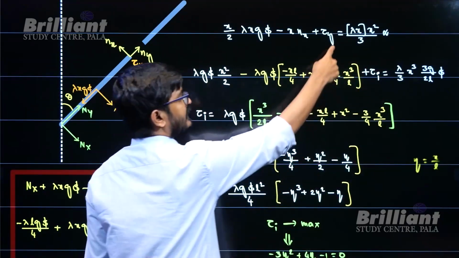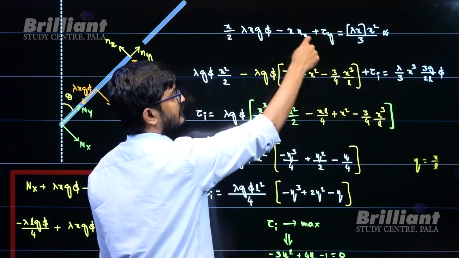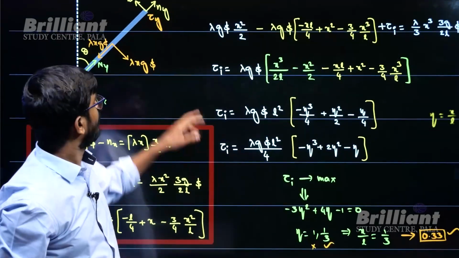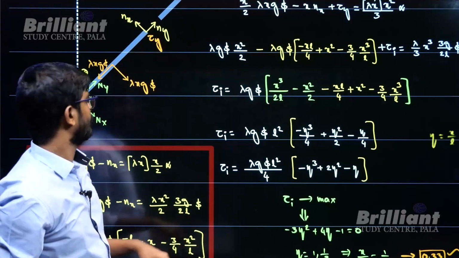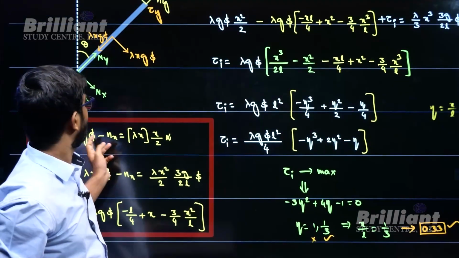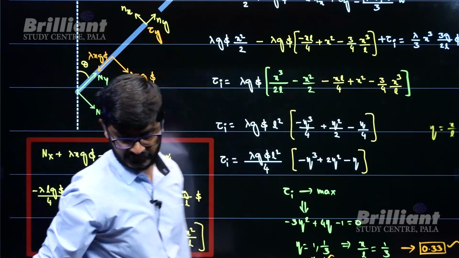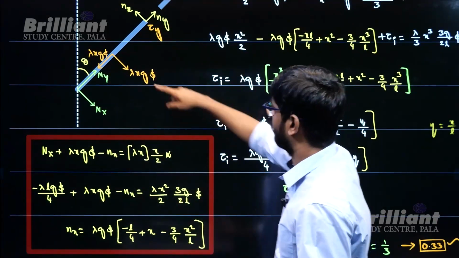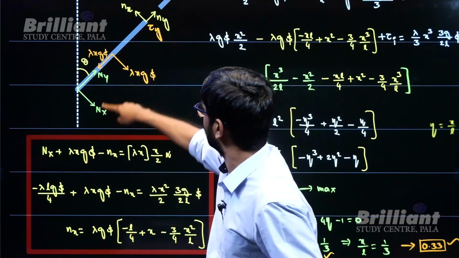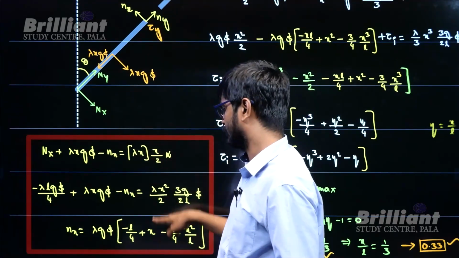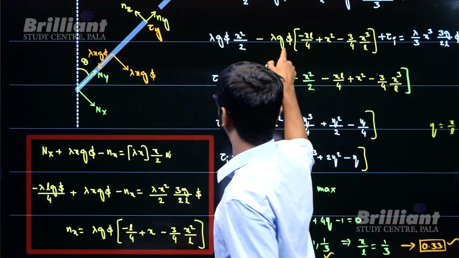Now I want to see when this will become maximum, but the problem is this nx I don't know. I want to calculate it and I need to substitute it back. So I need to calculate nx. So in order to calculate nx, what I have done, I have written net force along this direction equals to mass times of acceleration. Net force along this direction is this force plus this force minus this force equals to mass times of acceleration. So from there I found nx and I just substituted it back.